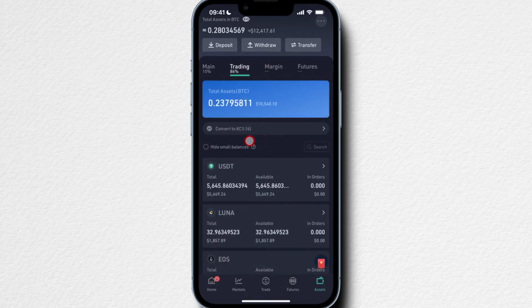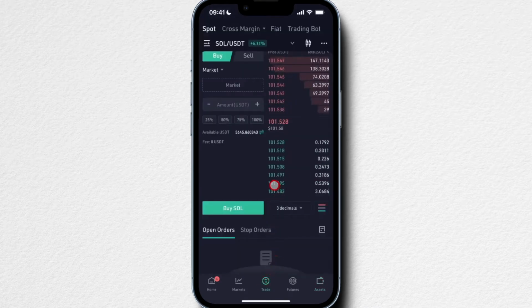So to start trading, we go to trade here on the bottom in the middle. And then the first thing we have to do is make sure we are in the spot trading tab. So this is the spot market. There's also margin trading, or futures trading and so on, or trading bot even. However, we're going to stick to the spot trading for now.